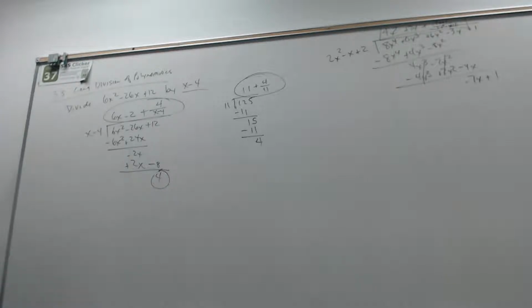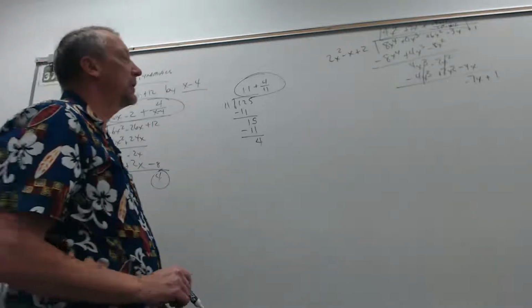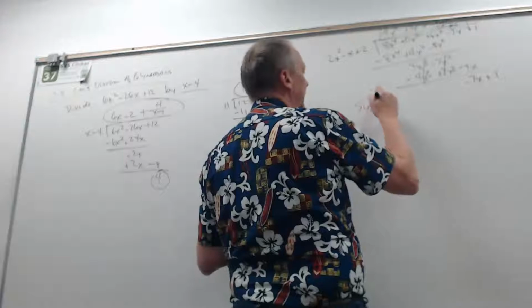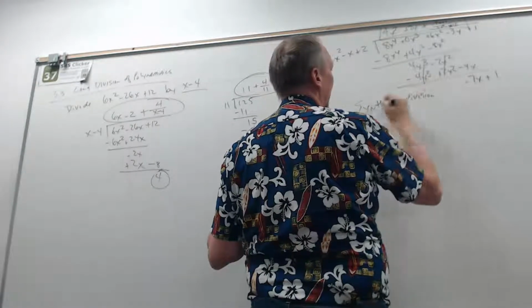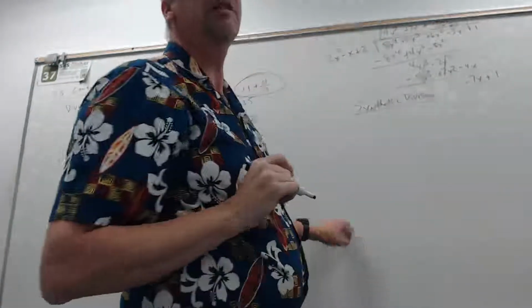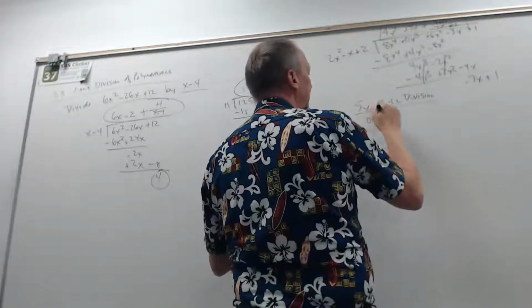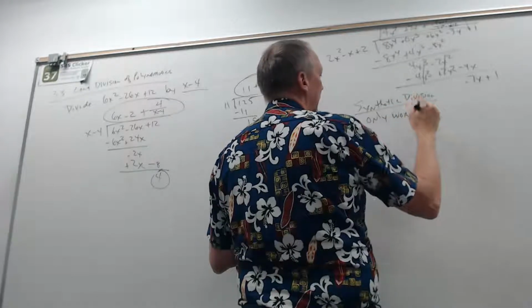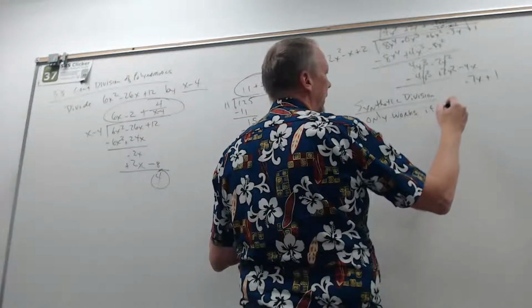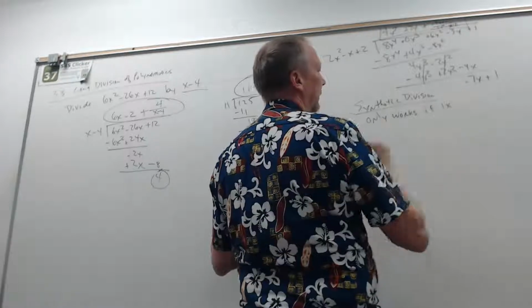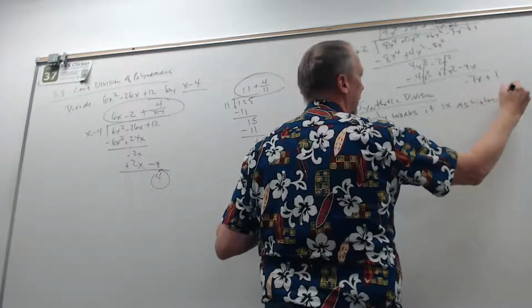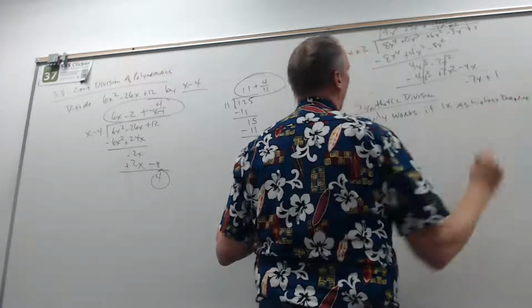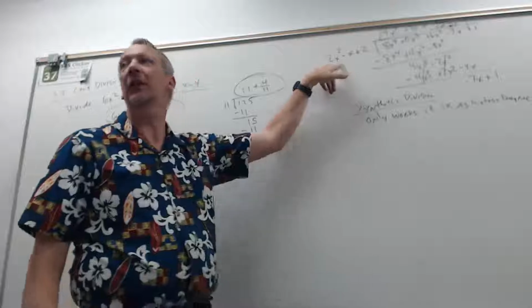Okay, would you like an easier way to do this? Yeah. There's a thing called synthetic division. However, there are some things. It only works if you have a 1x as your highest degree. So in this case, I've got a 2x squared.